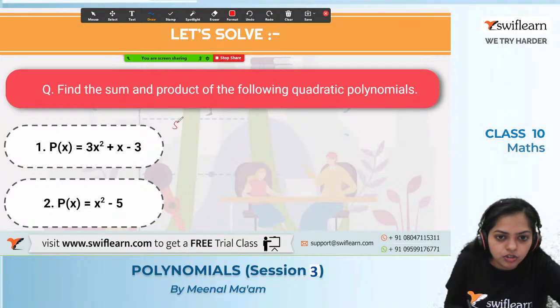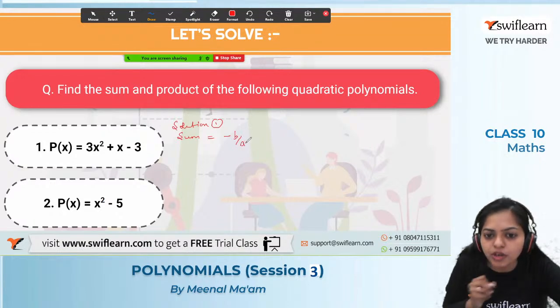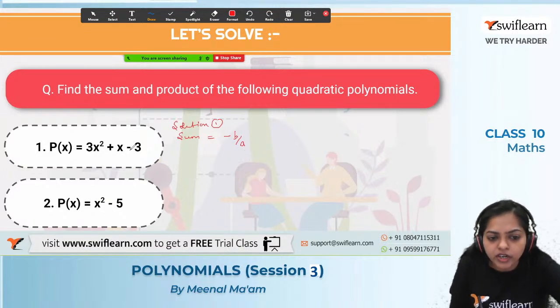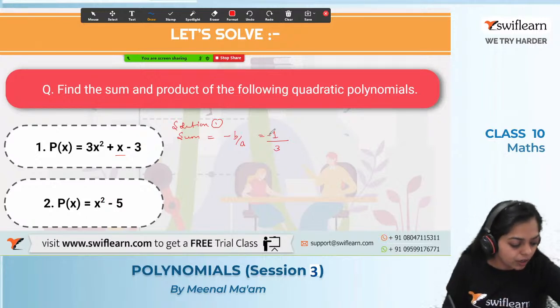So, the solution for the first one: first, what do we have to find? We have to find the sum. So, sum will be equal to what? Sum will be equal to minus coefficient of x divided by coefficient of x square, or I can say minus b by a. So here, what is the coefficient of x? That is equal to 1. And what is the coefficient of x square? That is equal to 3. So, minus 1 by 3 will be my answer. Got it? Okay. Any doubt till here?